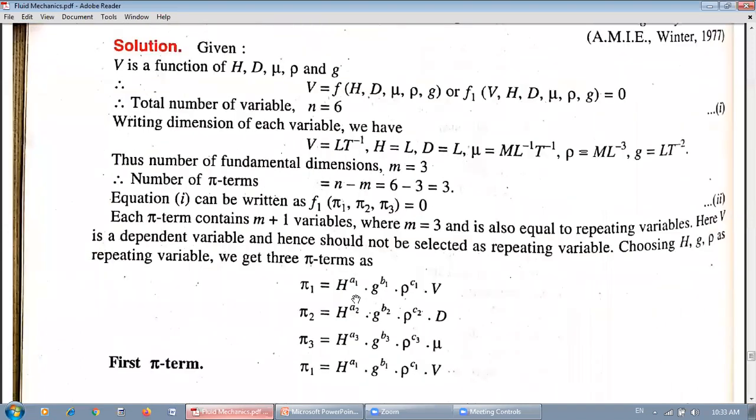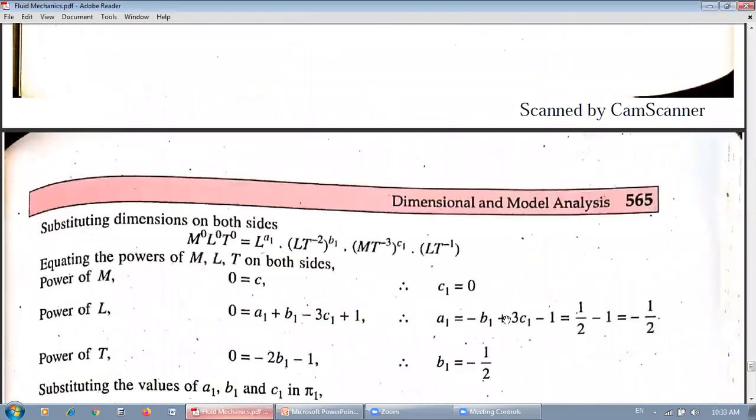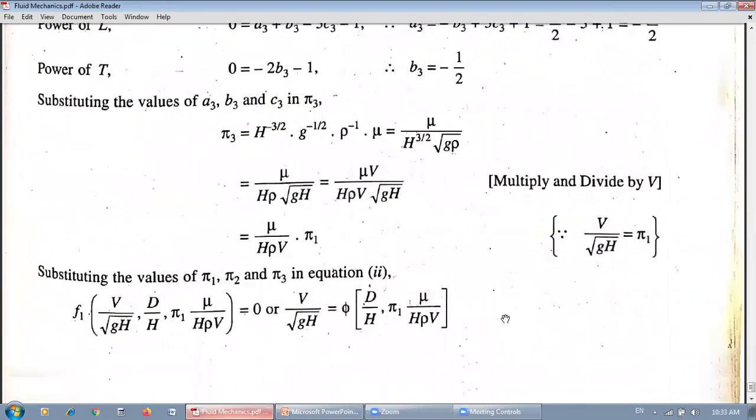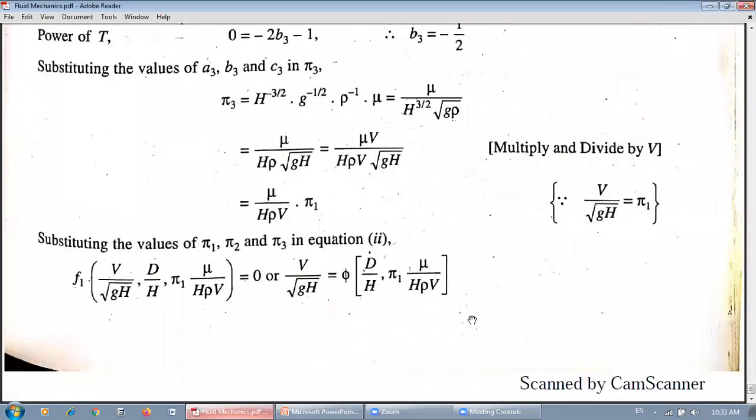Again, you have to repeat the steps. So there are 3 pi terms, pi 1, pi 2, pi 3. Again, you have to select the repeating variables using the criteria, and the non-repeating variables. Once we get all this, then you have to solve the equations. Once we get the equations, we can derive this particular equation.